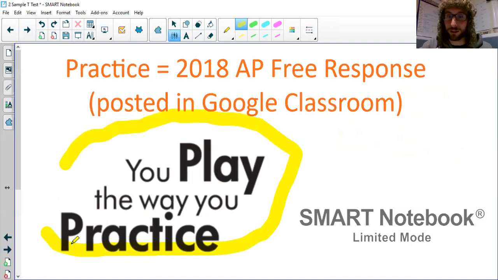Write detailed answers, because the answers on your exam are going to look like the ones you write at home. You play how you practice, no matter what you're talking about. So step it up. Practice hard.